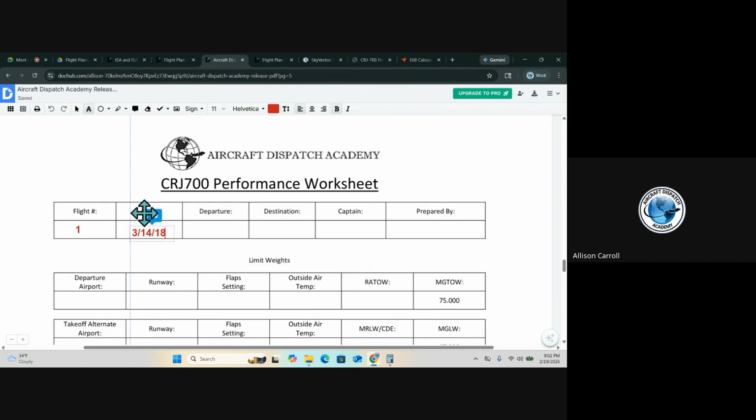And when you look at an actual dispatch release, you're going to see the same thing. You're going to see the date everywhere, the flight number everywhere, the departure and destination, every airport, all possible airports that you're going to use. They're going to be everywhere on your dispatch release. You're going to see the captain's name, the dispatcher's name, and all of these performance numbers. So, departure, Denver. Destination, Salt Lake. Captain, obvious.